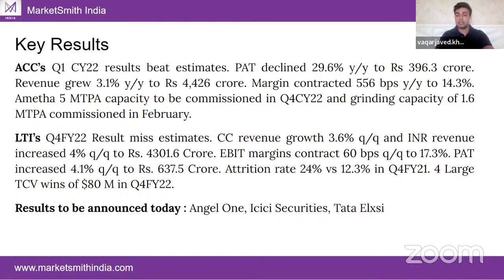4,426 crores. Margin contracted by 56 BPS to 14.3%, which we all know happened because of the rising fuel costs, because of the global geopolitical tensions. But still, this 14.3% was slightly higher than consensus estimates of around 13.8%.